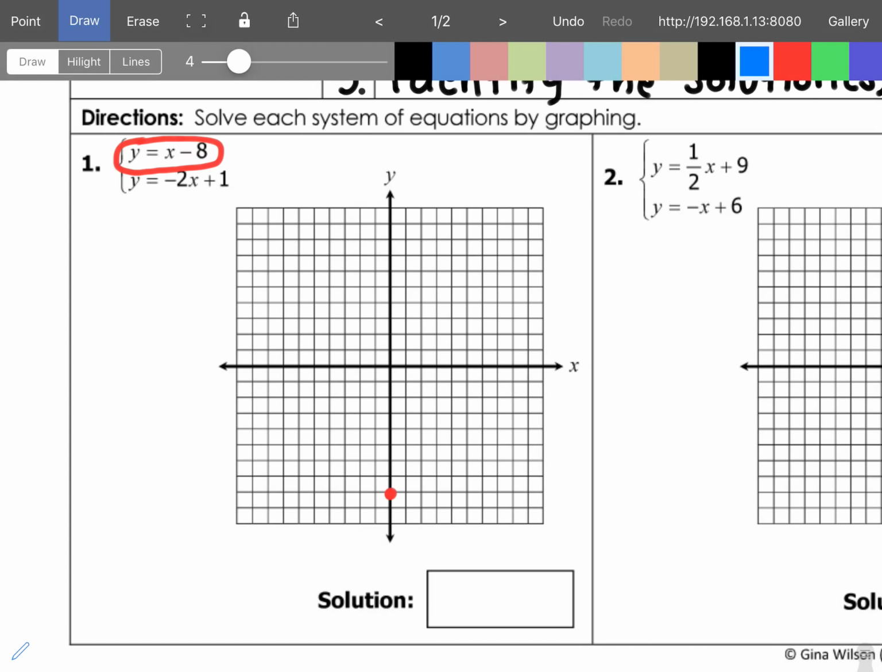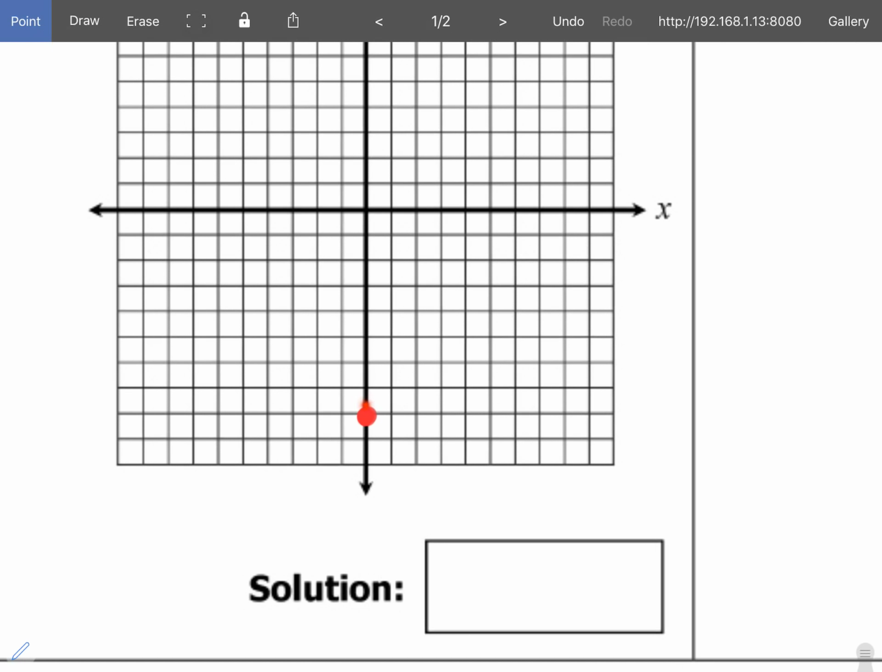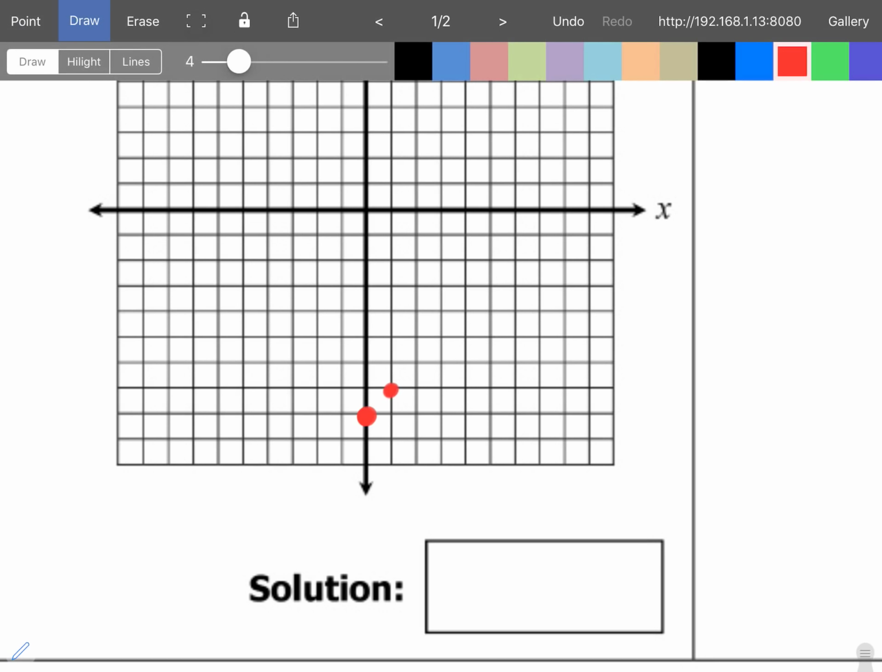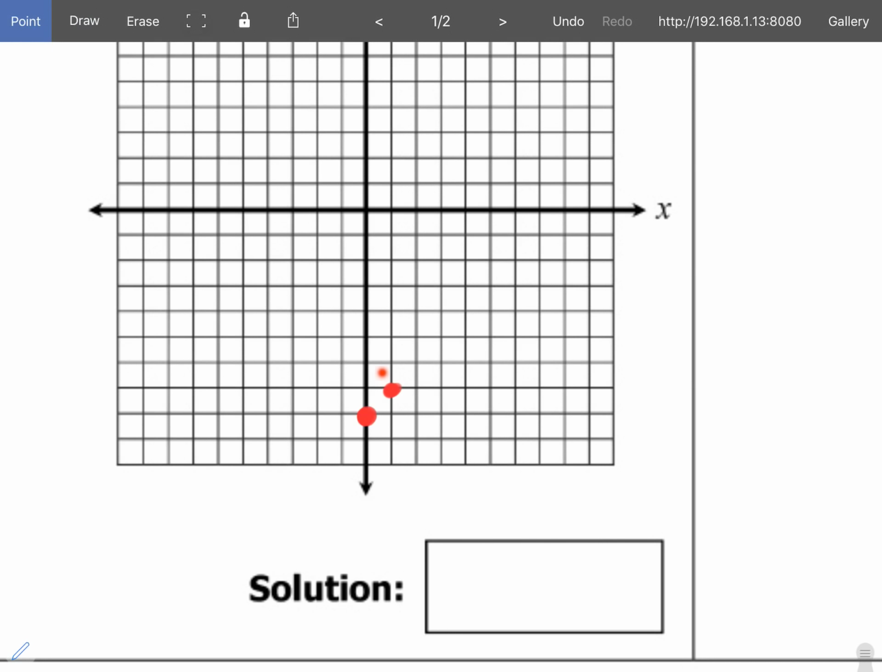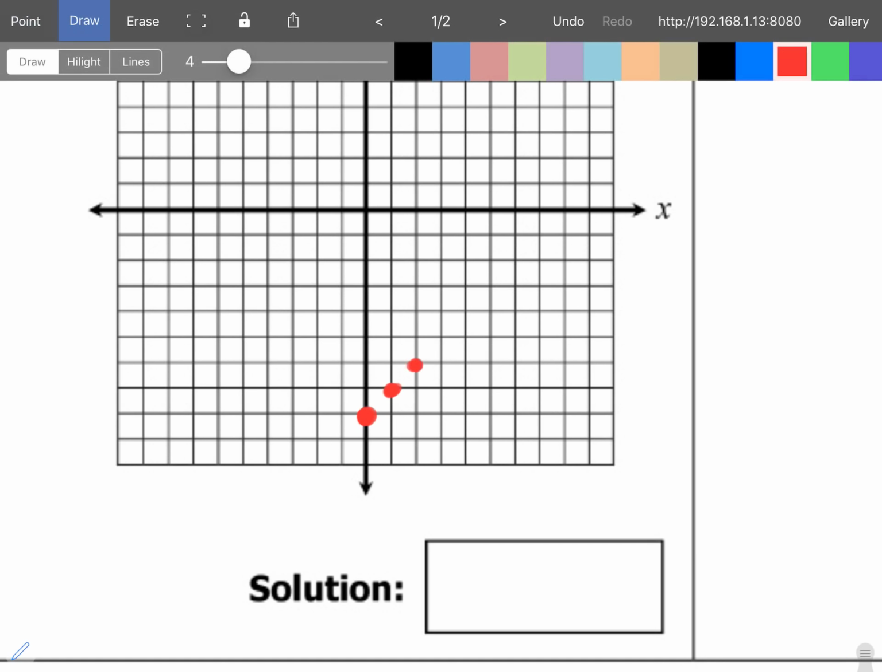Our slope, remember, is not x. It's the number in front of x, which is a 1. So remember our slope, we write 1 over 1. So we're going to rise 1, run 1, make a point. And then rise 1, run 1, make a point. Okay, rise 1, run 1. Okay, so get the point.